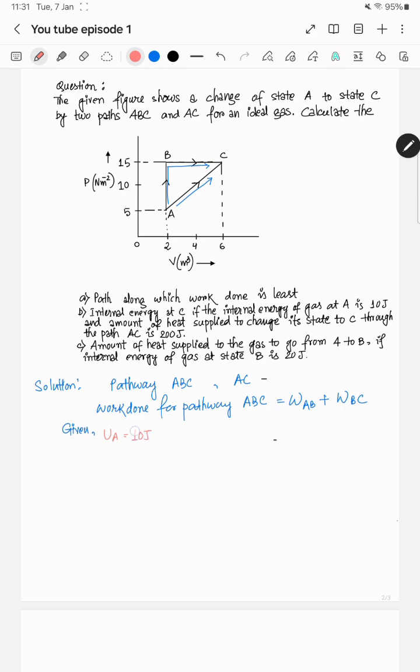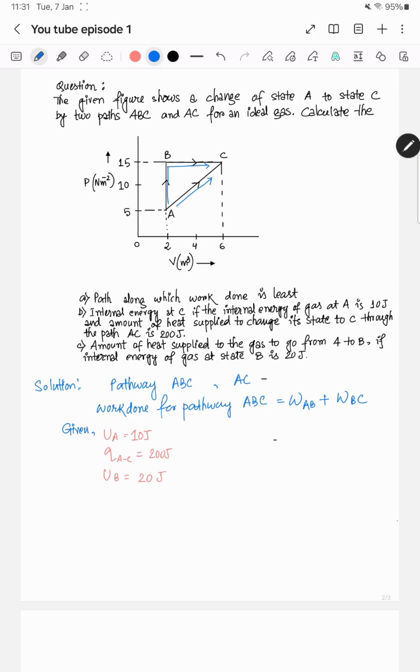It is written, given, the amount of heat supplied to change its state to C through the path AC is 200 joule. The amount of heat, that is Q, to go from A to C is given 200 joule. And the amount of heat supplied to the gas to go from A to B, if the internal energy of gas at state B, so U at state B, is also given, which is 20 joule. Clear? These are the information given.